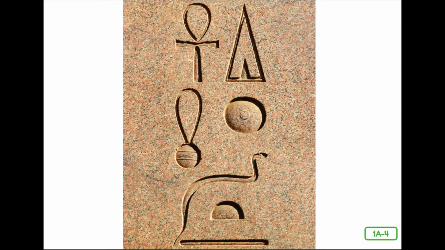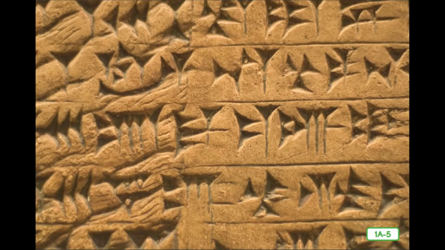Civilizations also had a system of writing. This is an image of hieroglyphs used by the people of ancient Egypt. Here is another example of writing from an ancient civilization. This writing comes from Mesopotamia and is known as cuneiform.